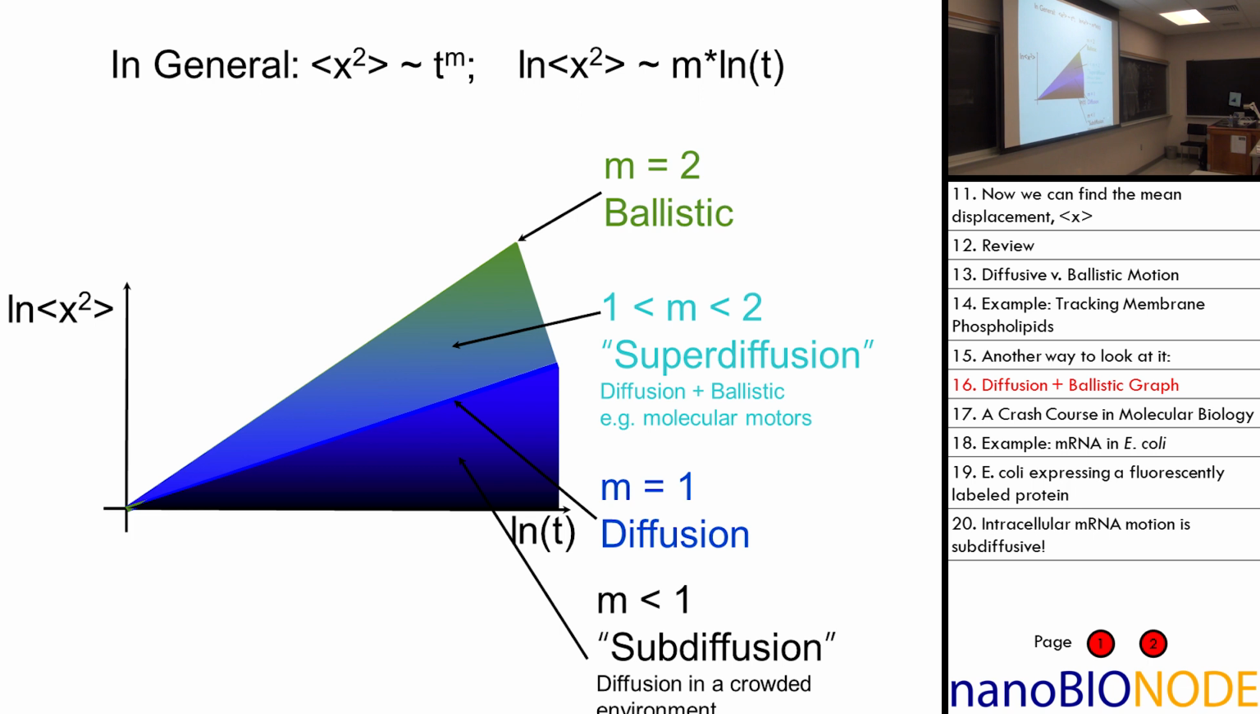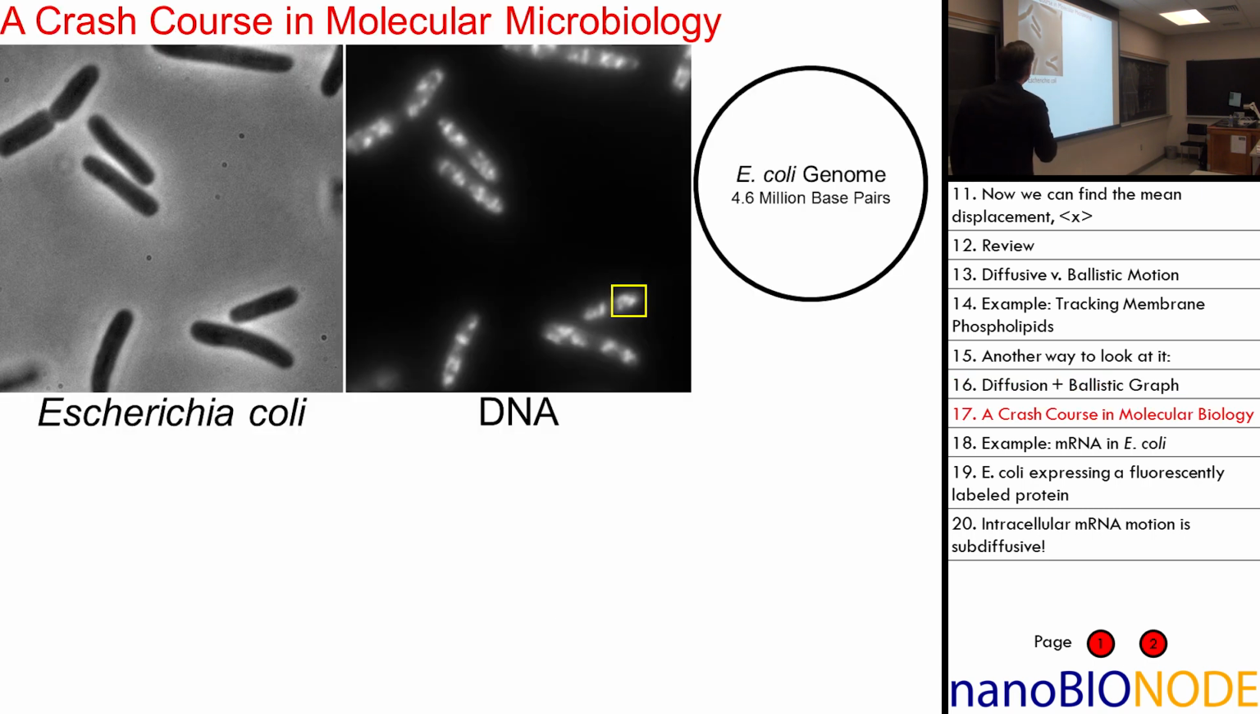But now let me give you an example of something which is definitely subdiffusive. How much time do we have? Got about 10 minutes. Okay, so the rest of the experiments I'm going to describe are experiments studying the diffusion of particles inside E. coli, a bacterium. Before I can describe those experiments, I need to describe how E. coli works.